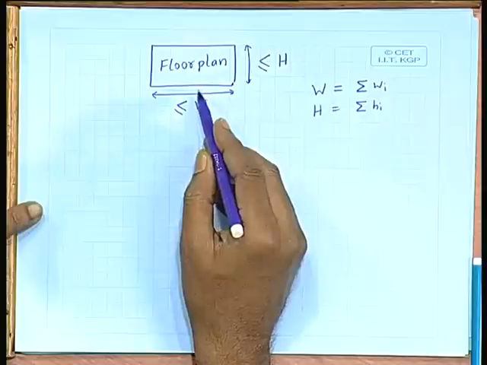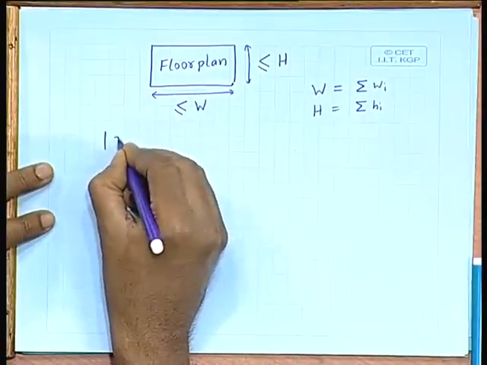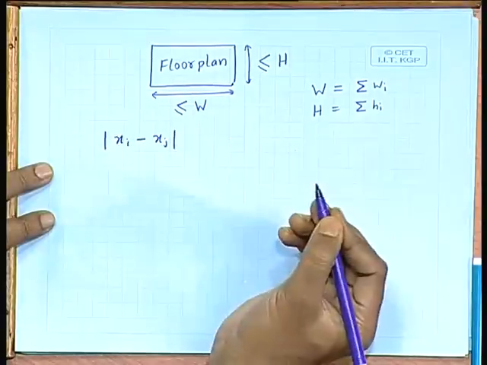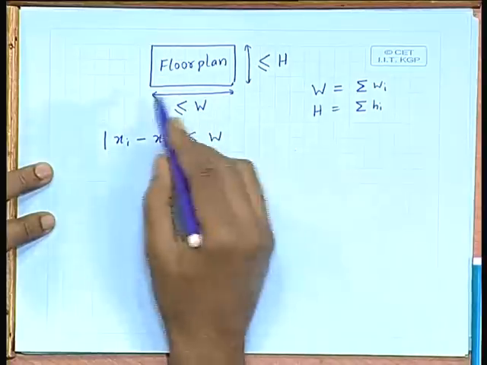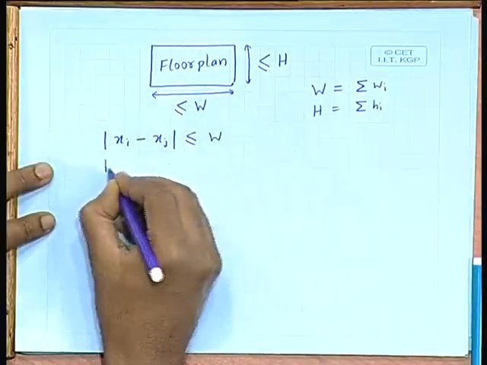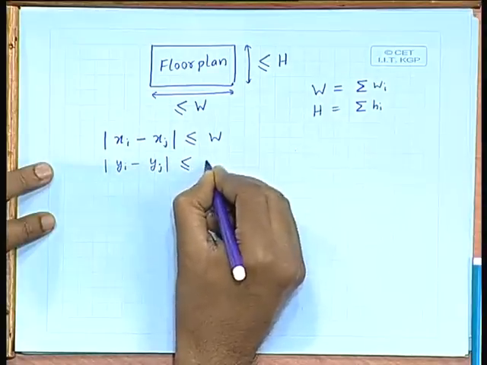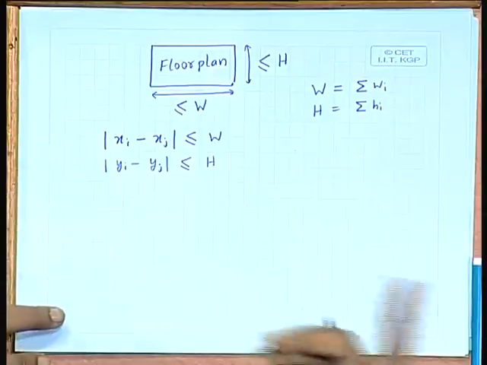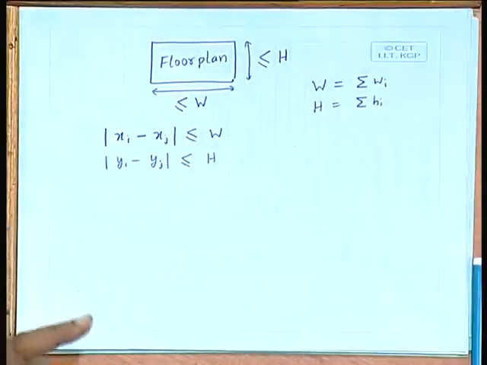So there are some other obvious constraints which come up. For any two blocks i and j, the difference between their x coordinates will never exceed W, because this is the maximum. Similarly, the difference between their y coordinates will never exceed H. Okay, fine. So now let us try to modify the earlier four equations, these four, taking into account xij and yij. I am showing you the modified equations.